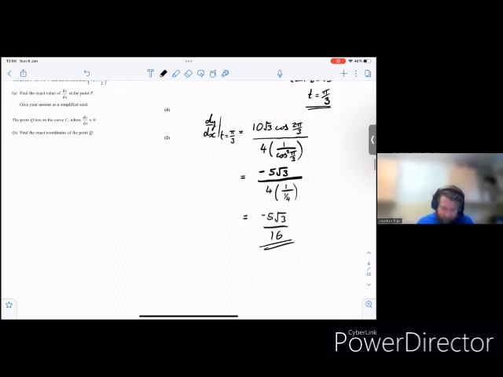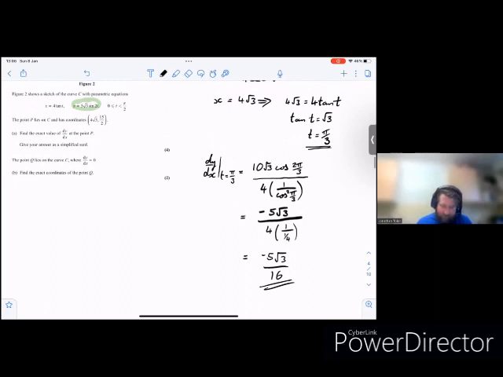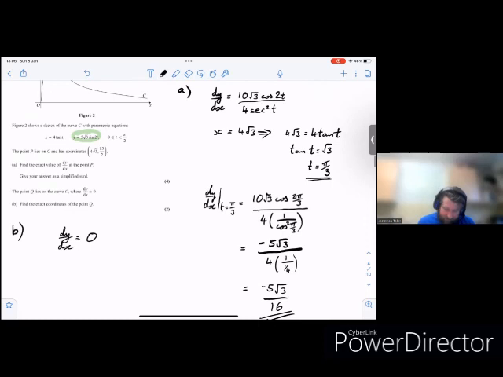Okay, so now the point Q, I'll do B here. Point Q lies on the point where dy by dx equals 0. Find where Q is. Okay, so dy by dx equals 0. Where is dy by dx? It's up there. That means that the numerator equals 0, so we don't have to worry about the denominator. 10 root 3 cos 2t equals 0. So cos 2t equals 0.